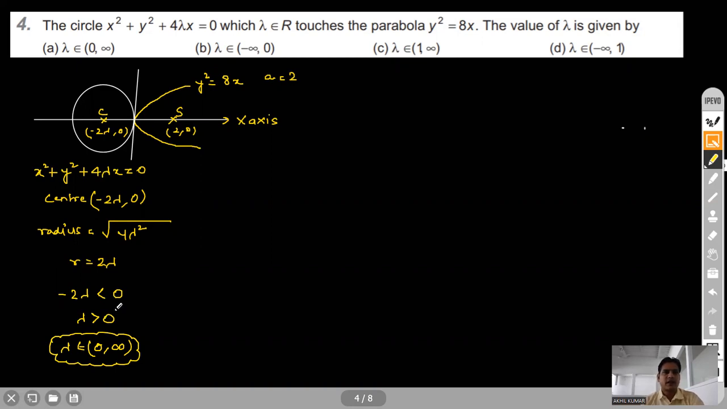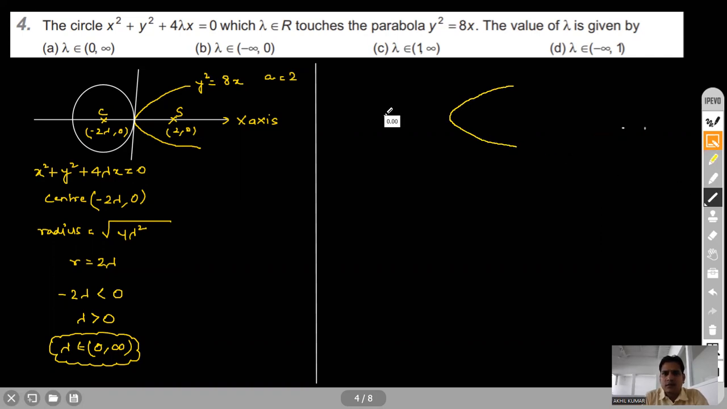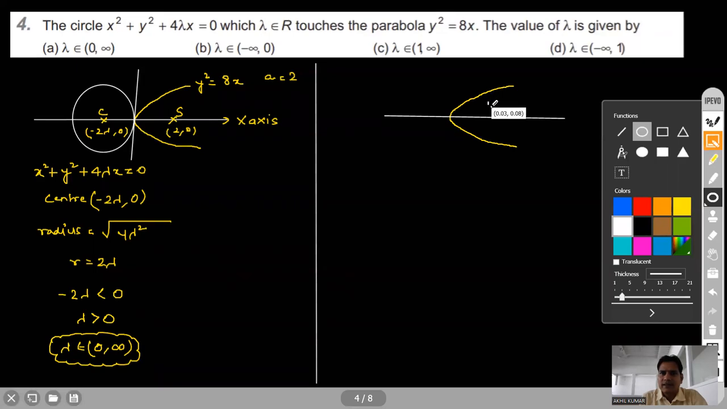Is there any option 0 to infinity? Yeah, option A is there, but I am thinking of one more case that is possible here. Let me draw first. So this is our parabola, and one more case may arise where the circle will be like this.